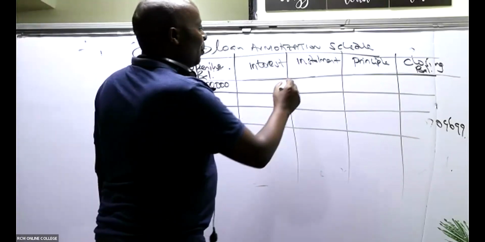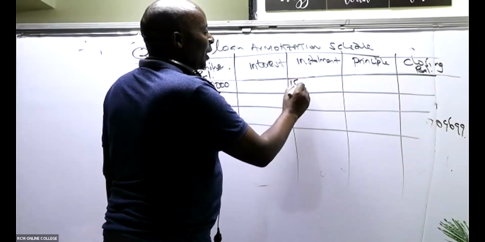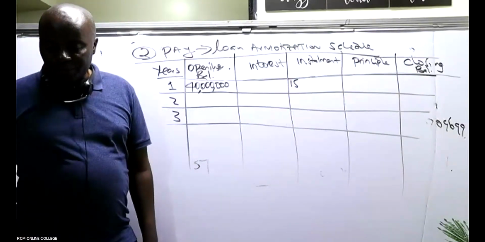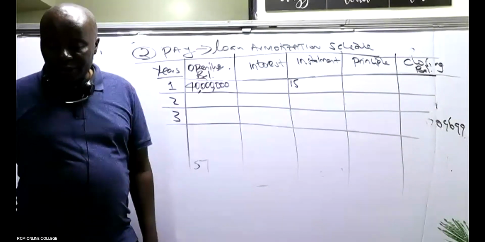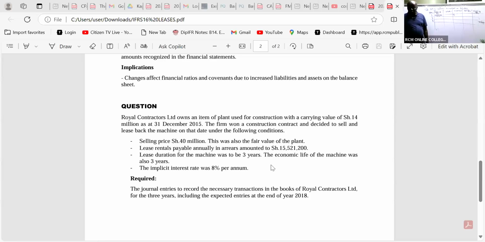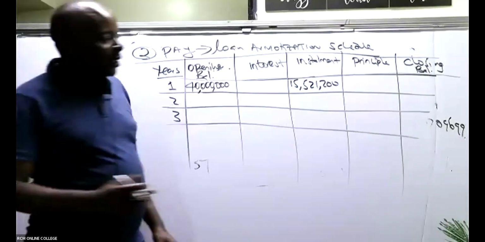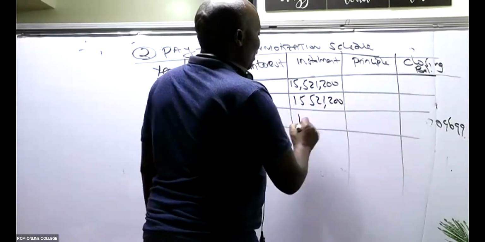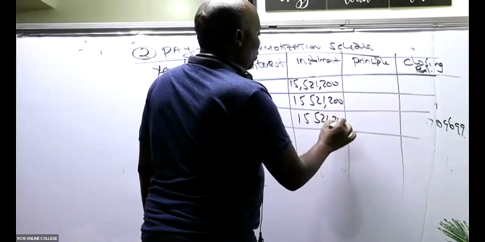We know the installment per year, 15, 5 something. Let's pay it. So we know it's 15,521,200, 15,521,200, like that. And then remember, we are paying this on an equal basis.